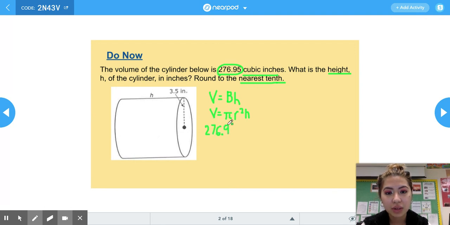So we have 276.95 is equal to, for pi, we're going to use the number 3.14. Our radius is 3.5, and we have to square that. Since we don't know our height, we're just going to keep it as h for now. Our next step is to multiply 3.14 times 3.5 squared, which is the same thing as 3.5 times 3.5.